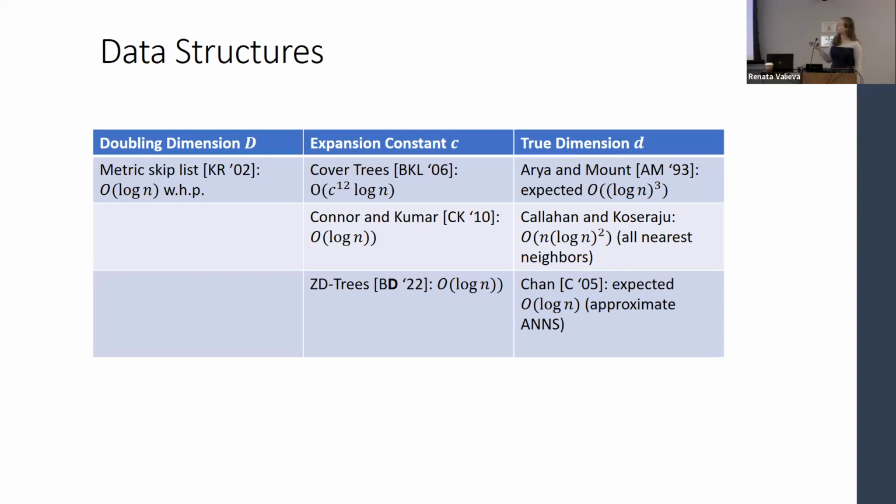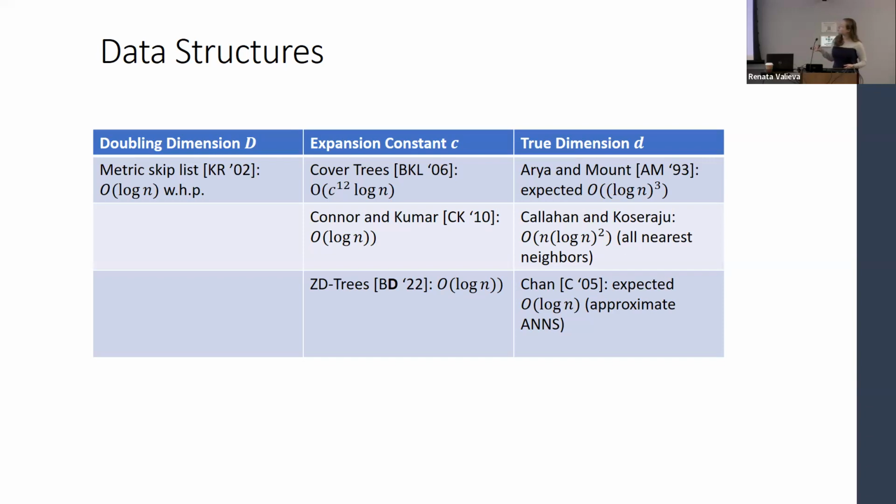There are a lot of data structures that are either exact or approximate, that use either the true dimension or some measures of intrinsic dimensionality. One of them is called the expansion constant, and it roughly says that if you have a ball with k points in it, covering some subset of your data set, and you double the radius, the number of points in the larger ball should only be a constant factor greater than the number of points in the smaller ball. Doubling dimension is another similar notion of intrinsic dimensionality.